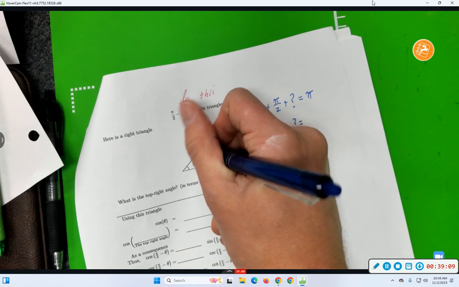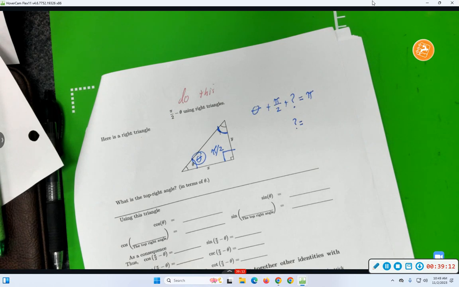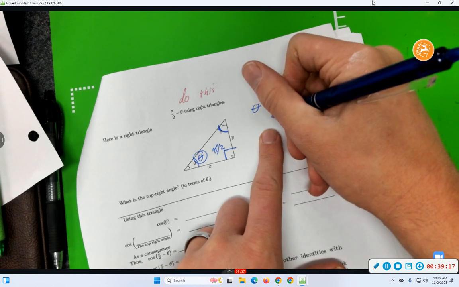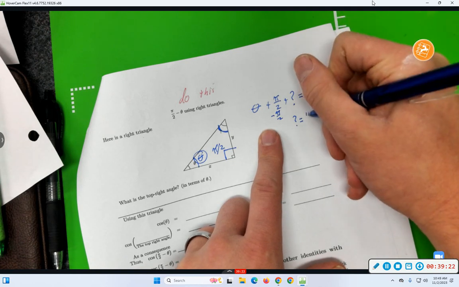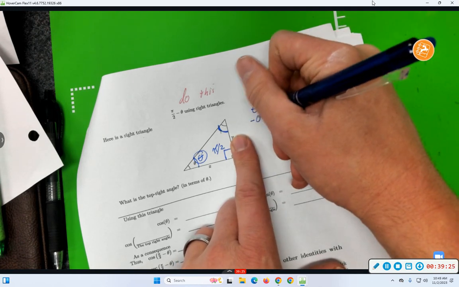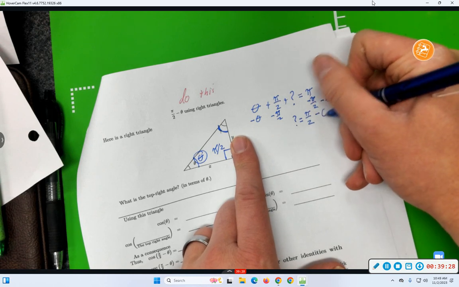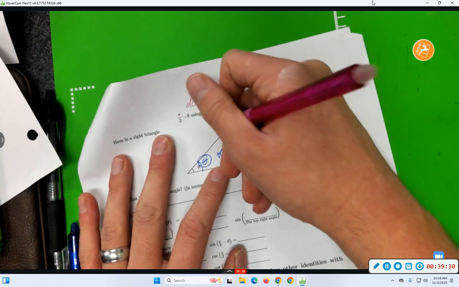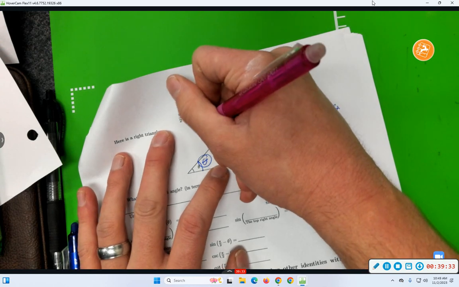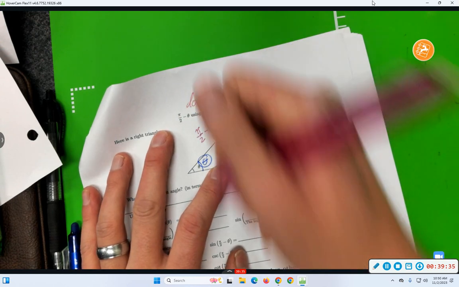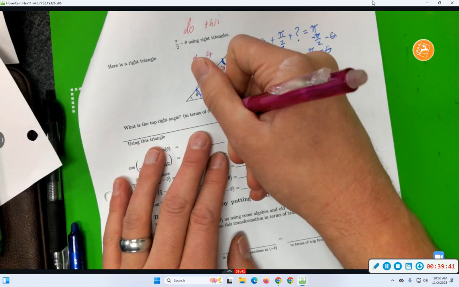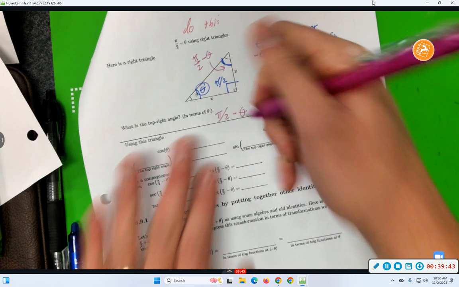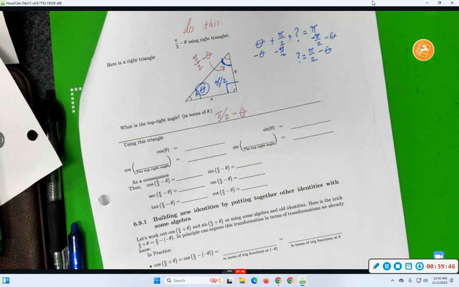If you don't know what theta is, you have no hope of knowing what the question mark is. Best you can do is something in terms of theta. So subtract the pi over 2 to the other side. That leaves you with pi minus pi over 2, also known as pi over 2. Subtract theta to the other side, minus theta. So this missing angle is pi over 2 minus theta. I'm pretty close to time, so I don't think I'm going to write much more. Maybe I'll write this. That top right angle is pi over 2 minus theta.